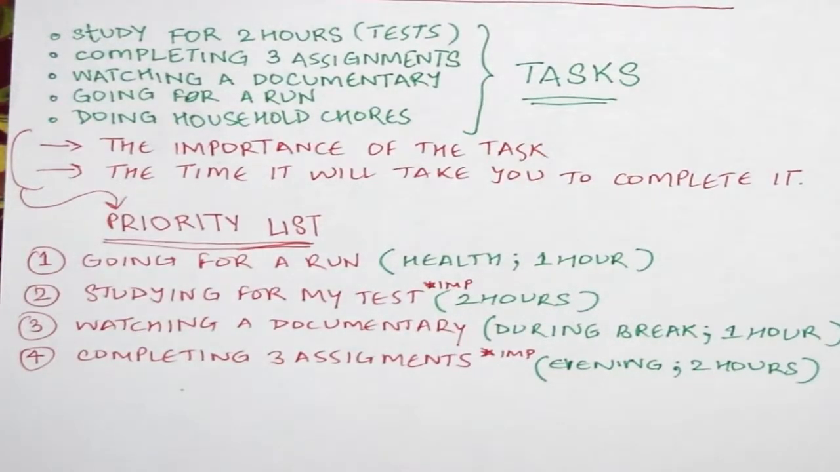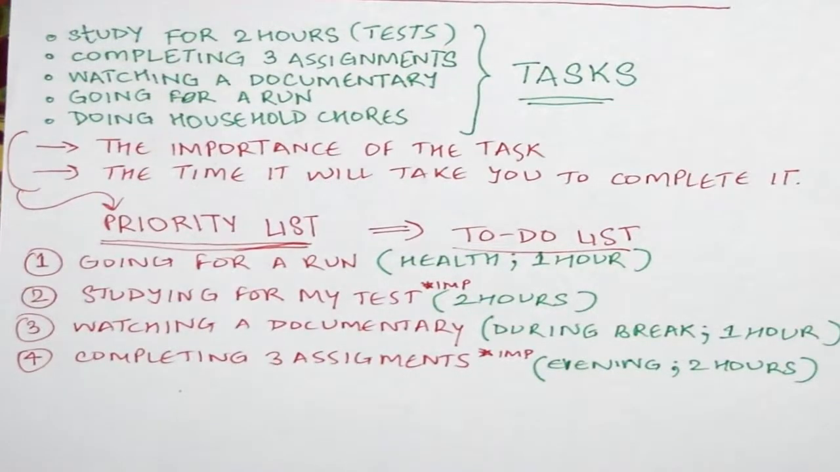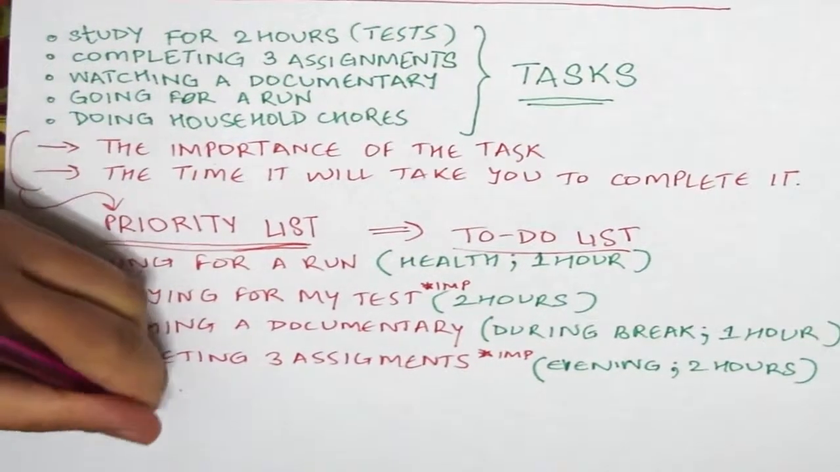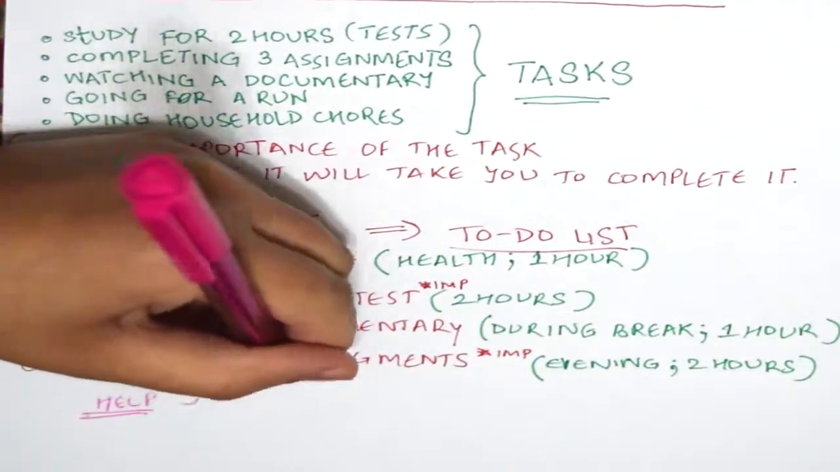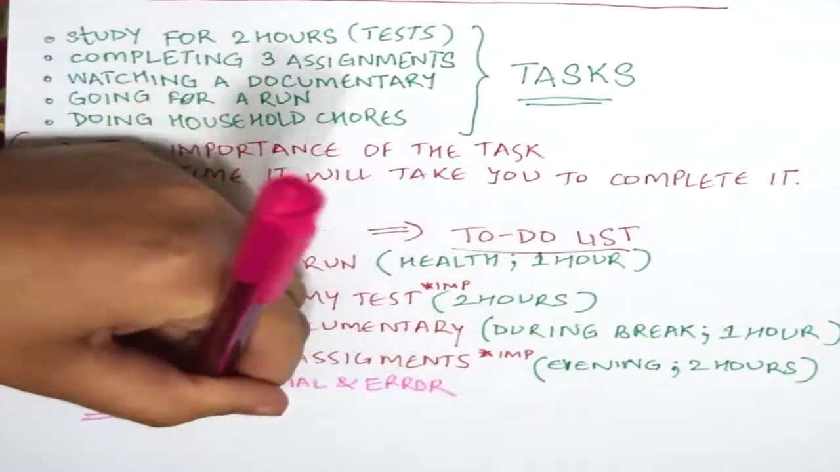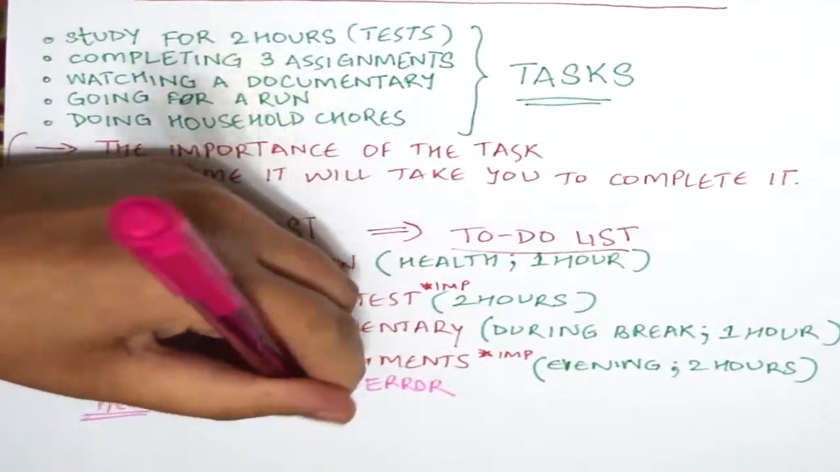So, this sums up the to-do list. You now know what to do, when to do it, and how long it will take you to do it. By trial and error, you can learn to keep track of how many hours you can study or write in one go. And that further helps you arrange these tasks and time your breaks.